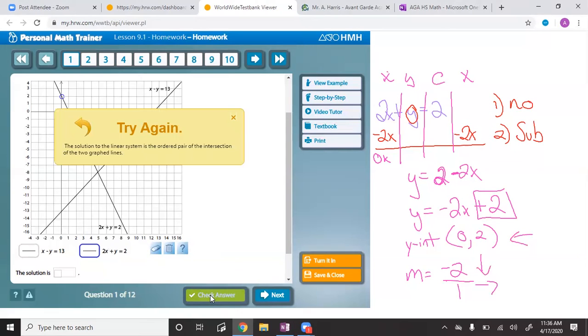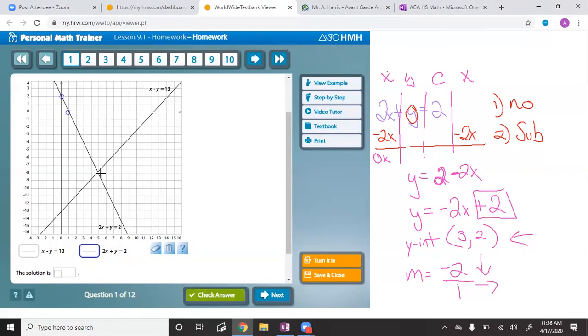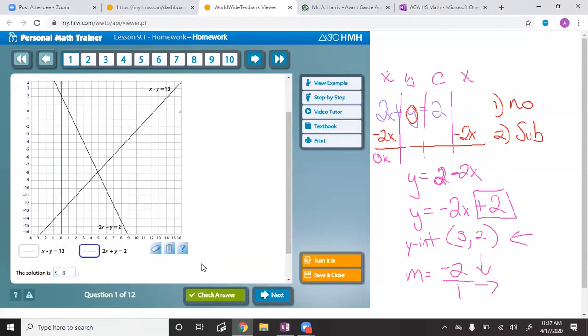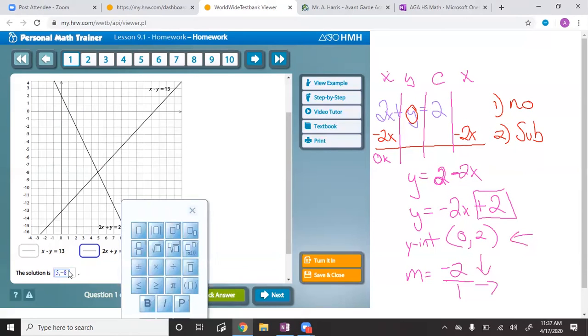And let's check the answer. The solution to the answer is the ordered pair relationship in 2 graphed lines. Okay. Oh, we didn't put the answer. This is going to be right there. So what do you put? You put 5, -8. 5 comma -8. It's going to be right there. Don't forget the parentheses, because when I was doing this, it was going crazy on that. Yeah, you can't forget the parentheses.